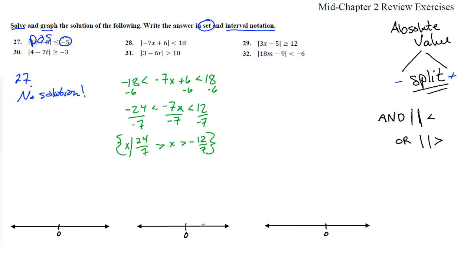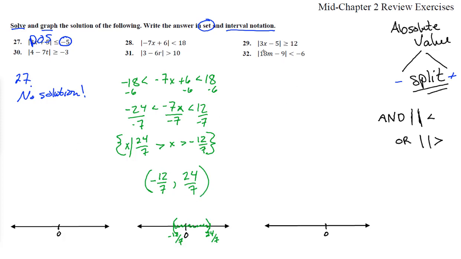Let's graph these. 24/7 will be about right up there. 24/7, that's about 3 3/7. And then negative 12/7 will be down here. We are in between those two. Do we cover and hit the endpoints? We do not, so that is with parentheses. So there's the graph. The interval notation will go from negative 12/7 up to 24/7, open on both ends.